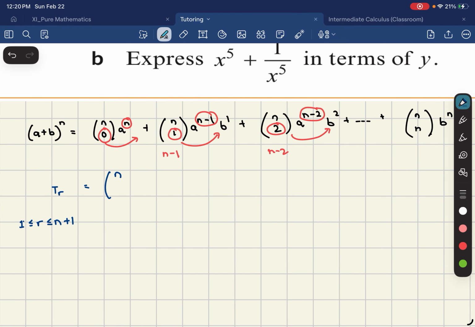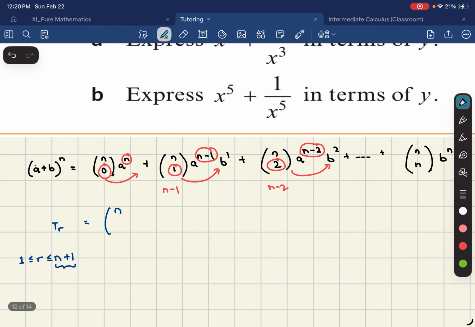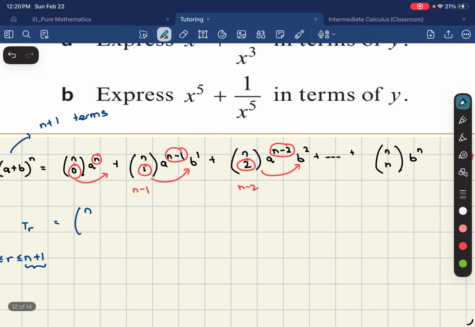Now why? Whenever we expand a plus b to the power n, then this will have n plus 1 terms. And we can always count that. How do we count it? Well, we can count the lower number, right? Because this 0, 1, 2 is serving as a counter.